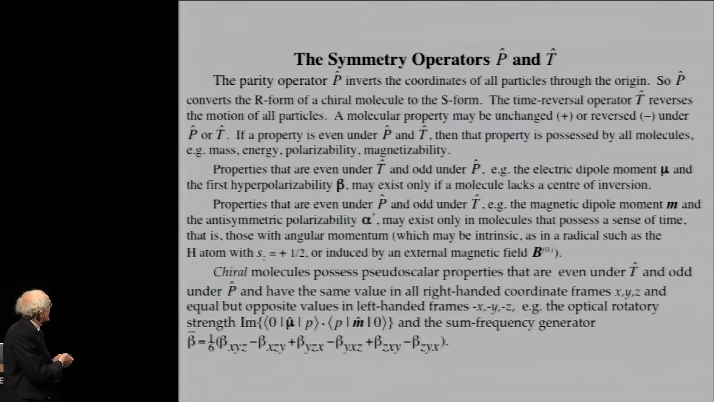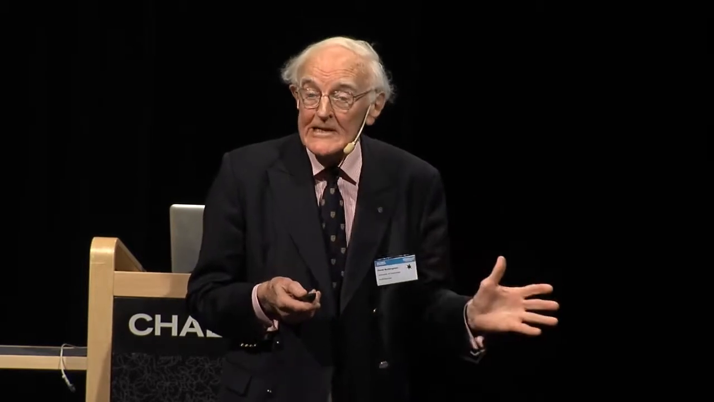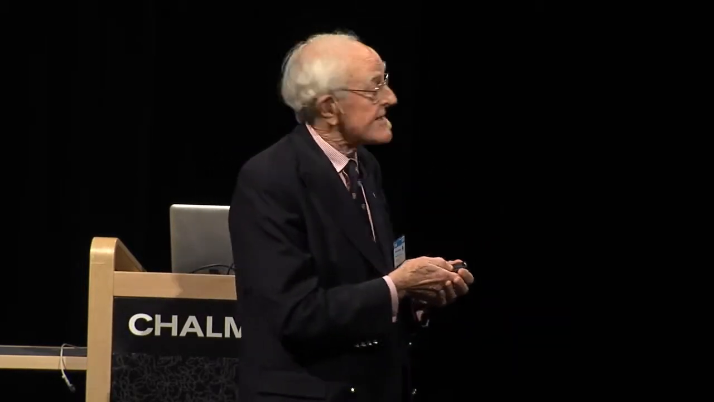Some properties are unchanged by both P and T. For example, the mass of the object is unchanged. So is its energy. So is its polarizability and its magnetizability. The magnetizability describes the magnetic moment induced by a magnetic field. Properties that are even under the time reversal operator but odd under parity, for example, the electric dipole moment mu, or the first hyperpolarizability beta. The first hyperpolarizability describes the dipole quadratic in an applied field, or indeed the product of two fields, E1 and E2. So it gives frequency doubling or sum frequency generation in nonlinear optics.